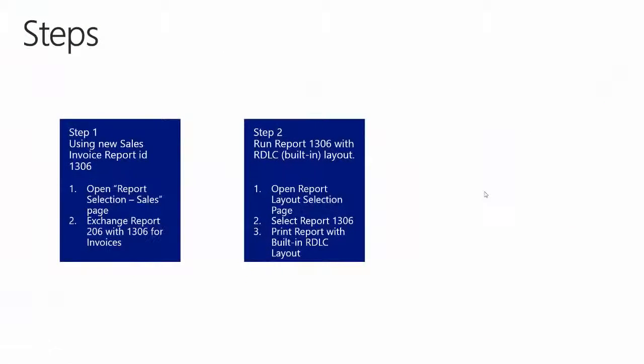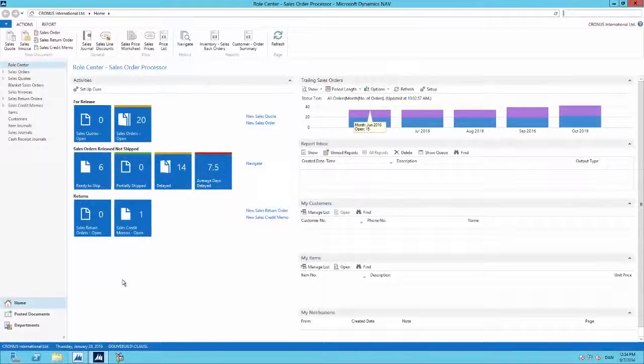So now it's time to print the report 1306 to see how it looks in the RDLC layout. We will open up the new report layout selection page in NAV 2015. We will select report 1306 and print the report, and we'll see that the report by default is using the built-in RDLC layout. So now we're back in NAV 2015, and now I don't want to open up the report selection page, but I really want to open up the report layout selection page.